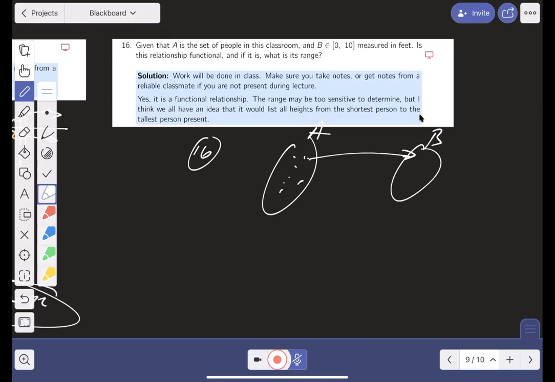The question asks, is the relation functional? Of course it is. Everybody's got a height. What's the range of it? Well, the range might be more difficult to get. You'd have to ask everybody's height. For example, some people might be 5.1 feet, other people might be 4.9 feet, some people might be 6.3 feet, other people might be 5.7 feet. I'd have to ask around. But again, it's functional, with the range being everyone's height in the classroom on that given day.